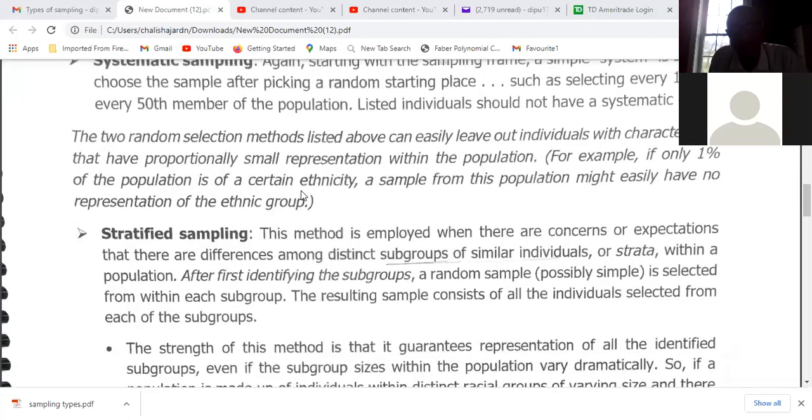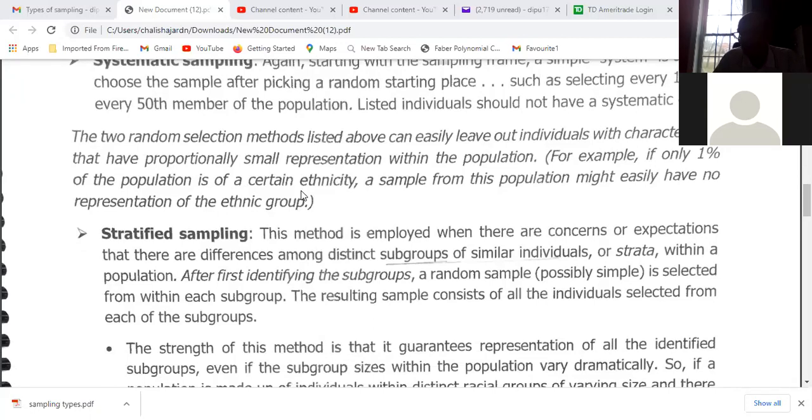Then after, the third sampling method is stratified sampling. The method is employed when there are concerns or expectations that there are differences amongst distinct subgroups of similar individuals. Suppose we go to the hospital, we have 100 nurses working over there, and we made groups of 20, so we have five groups, right?